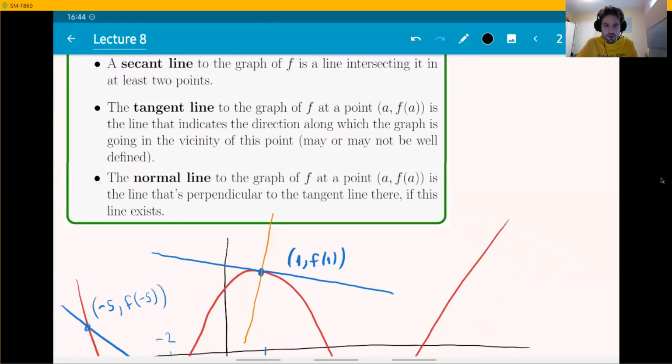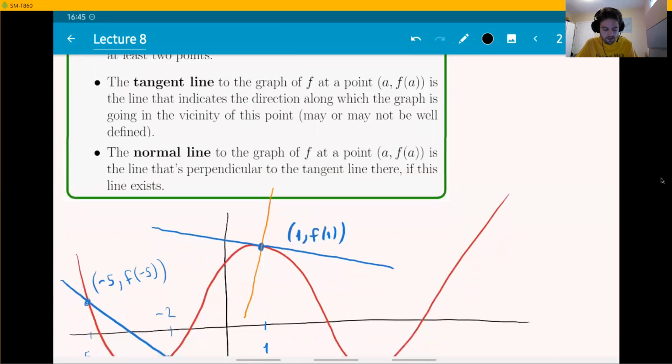The tangent at a point, if you have a point on the graph, it looks like this. It's some x coordinate a, and then the y coordinate is supposed to be f of a. So if you're talking about 1 point, the tangent line is the line that indicates the direction along which the graph is going in the vicinity of that point. This is a very informal definition. And by the way, this line may or may not be well defined at that point. There are cases in which it simply does not exist. The other line that we'll sometimes talk about is called the normal line. It's just a perpendicular line to the tangent line at that point.